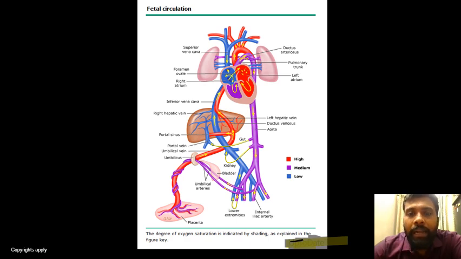and as a result the oxygenated blood bypasses the fetal lungs. Because blood flows directly from the right side of the heart to the left side without entering the lungs, it is called a right to left shunt condition.